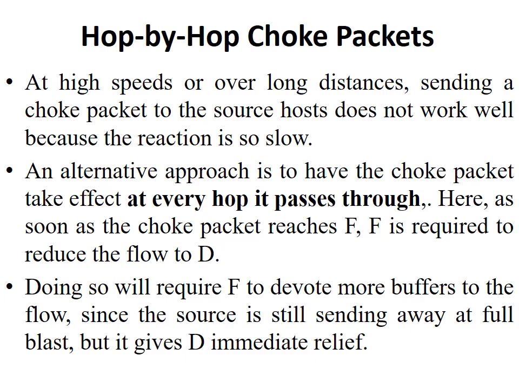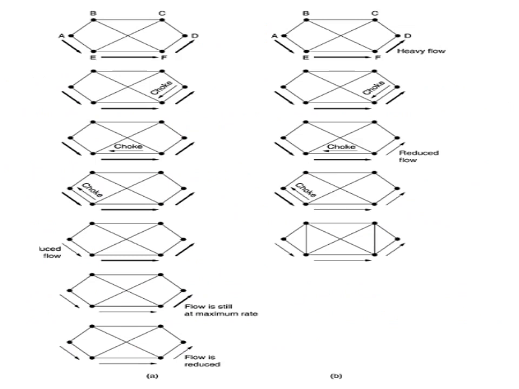Let me explain with an example. In this example, when a choke packet arrives at node F, it will automatically reduce the data flow to D. Similarly, when the choke packet arrives at node E, it will automatically reduce the data flow to F. Similarly, one more situation: when a choke packet arrives at node A, it will reduce the flow to E. So the entire data flow through A, E, F and D will be reduced. That's the approach they have maintained in the case of the hop by hop choke packet.